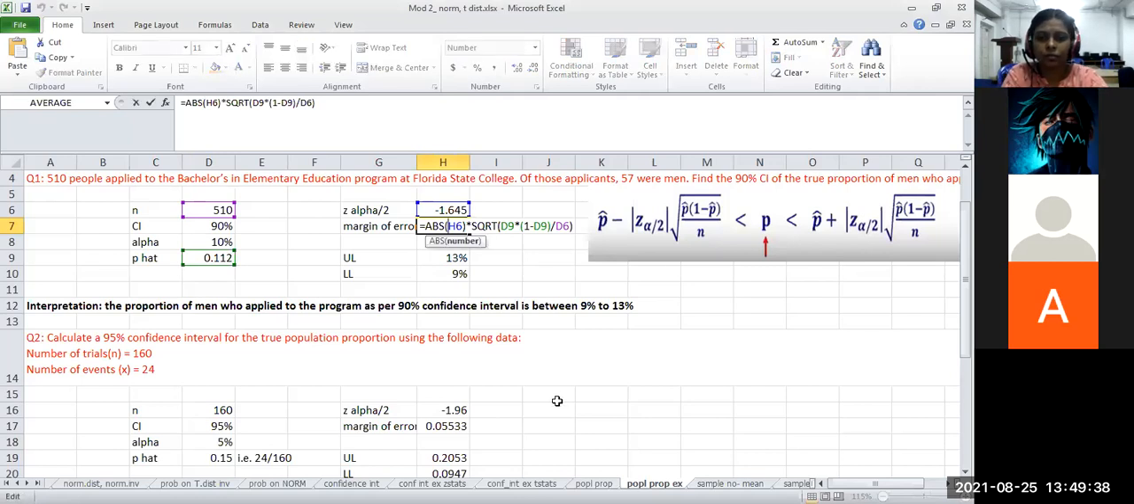Yes, ma'am, but it's coming 0.036. Z alpha by 2 is this only. Yes, ma'am. This is 0.112. Yes, ma'am. Can you just check where you put the bracket? Cross check once.